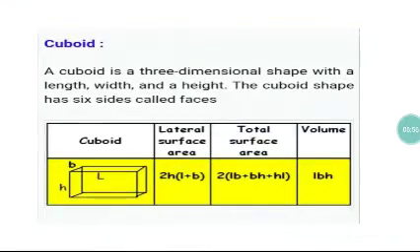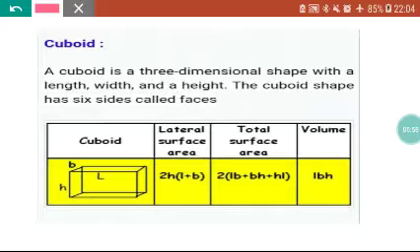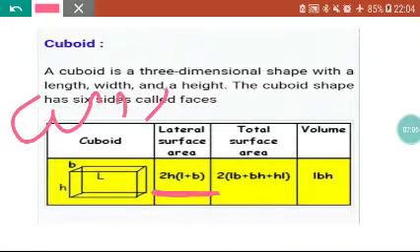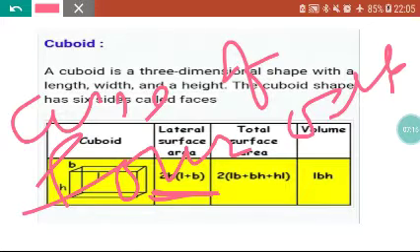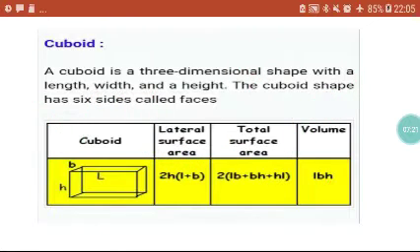Then we have cuboid also. Okay, it is given correct. This is the lateral surface area, which is also called the area of 4 walls. That is 2 into h times l plus b. Then this is the total surface area, and this is the volume of the cuboid. Clear? Remember all these things, very important.